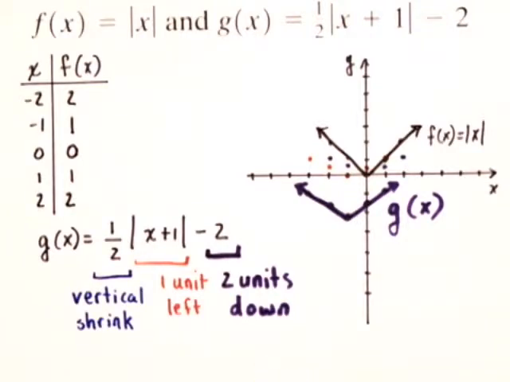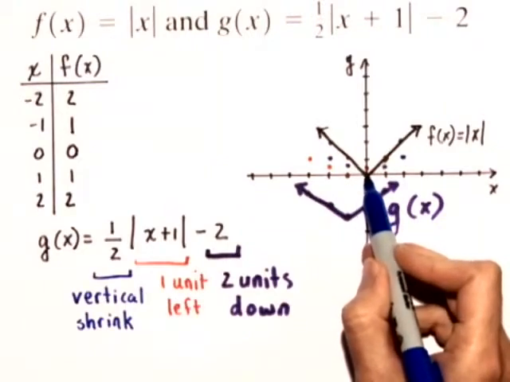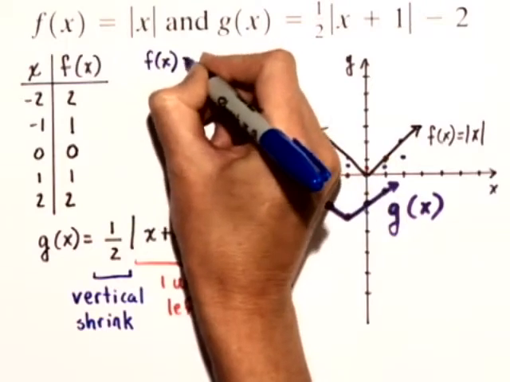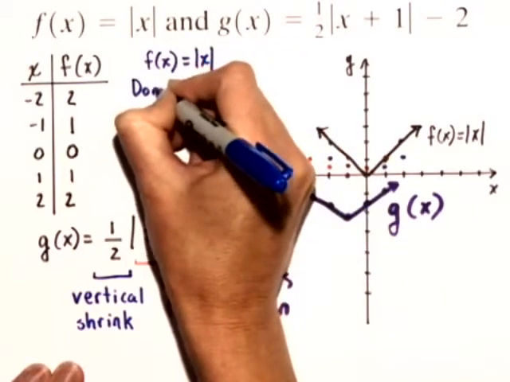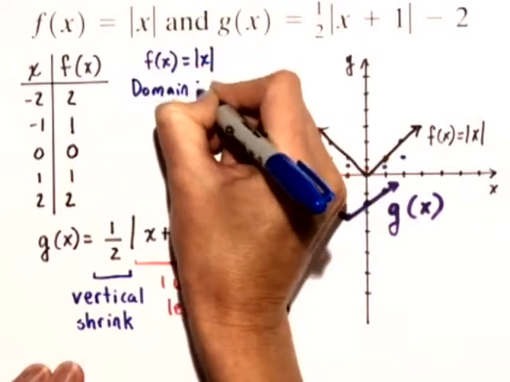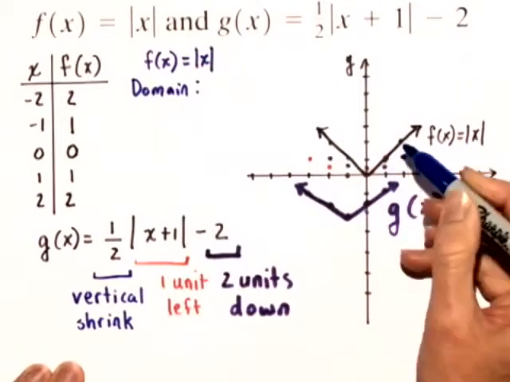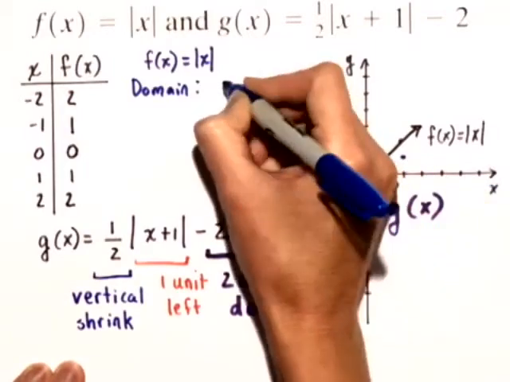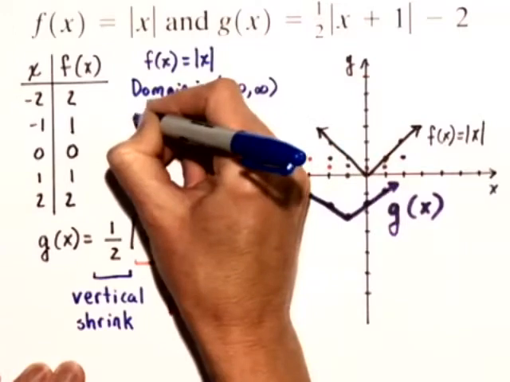So our first function that we have in black, f of x is equal to the absolute value of x. For f of x equals the absolute value of x, the domain, we can let x be any real number that we like. And we can see by our arrows on our graph that we can go infinitely in the negative or positive x direction. So the domain is from negative to positive infinity.